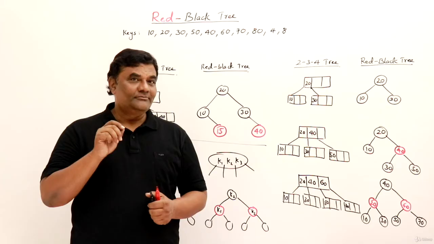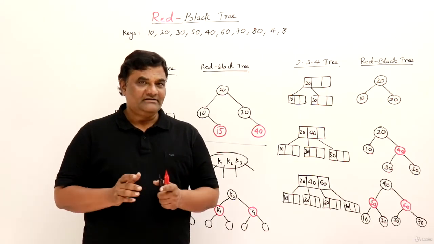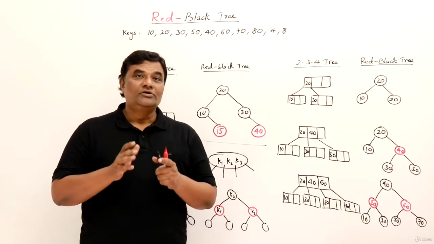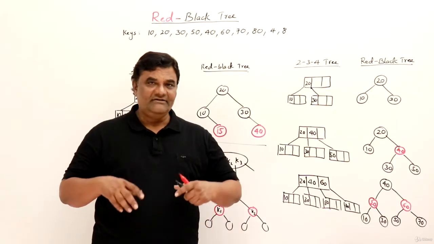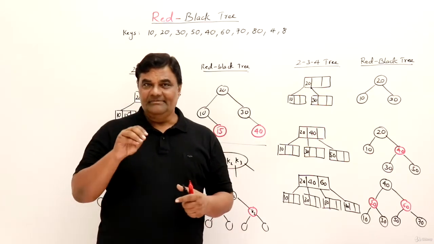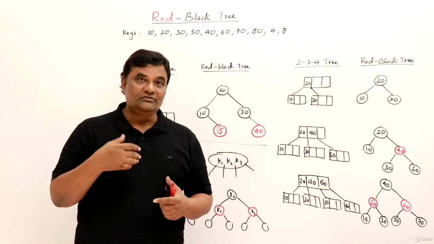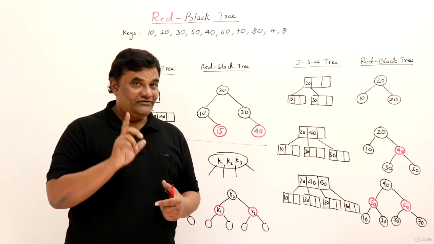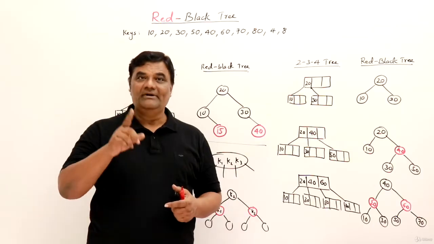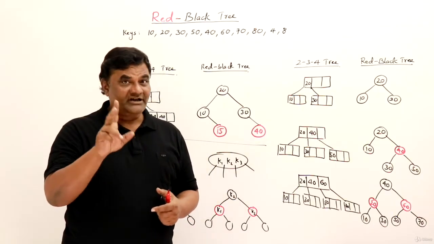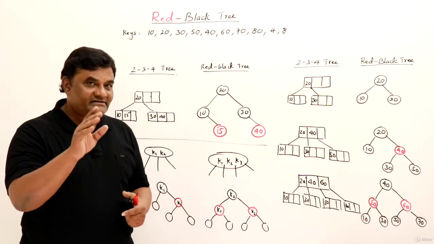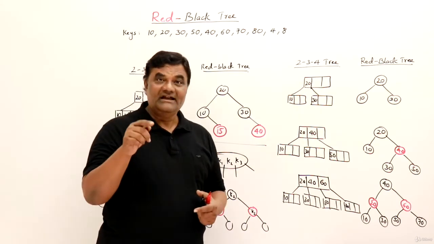In this video, I am going to show you how red black trees are related to 2, 3, 4 trees. 2, 3, 4 trees we have already studied. We have learned how to create a tree by inserting the keys and also how to delete. So if you have not seen it, I suggest you go back and check the video on 2, 3, 4 trees. So let us see how they are related to red black tree.